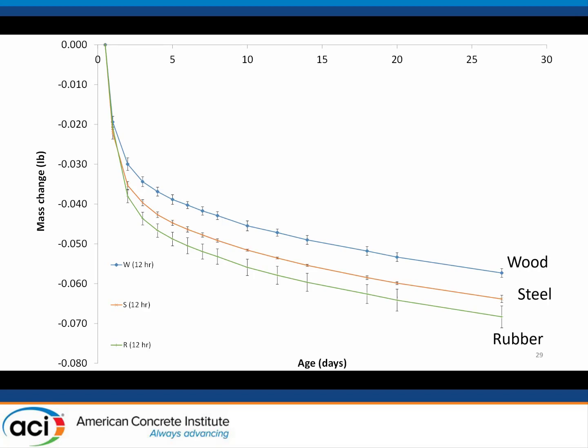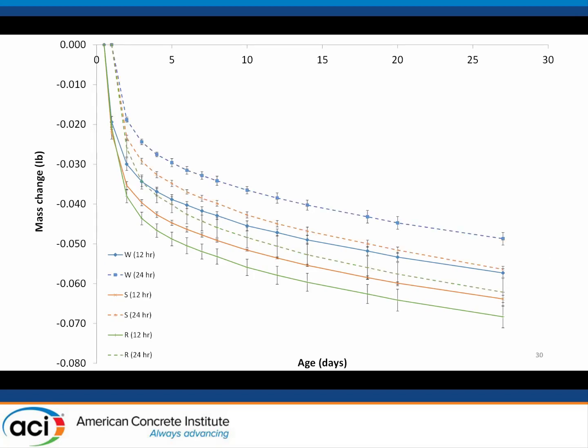Which one's the best cured system? Is it the lowest one or the highest one? Who can help me? If I have small straws, it's going to be hard to lose moisture. You agree? Yeah. So the one that's higher up, the wood, means it did a better job of curing compared to the steel or to the rubber. That's at 12 hours.